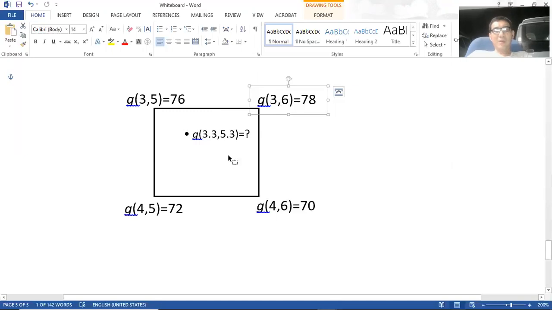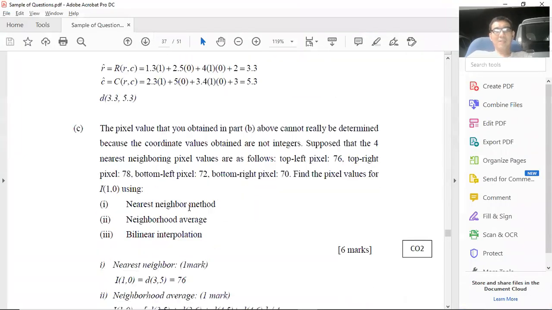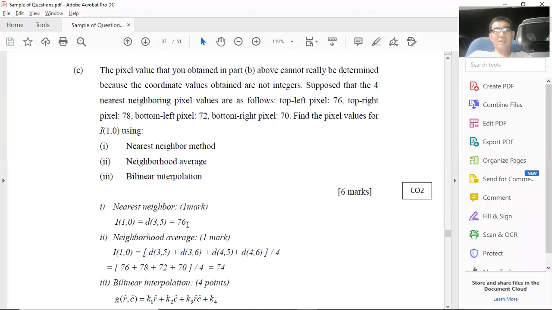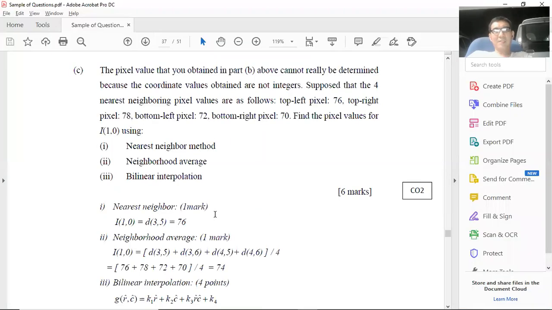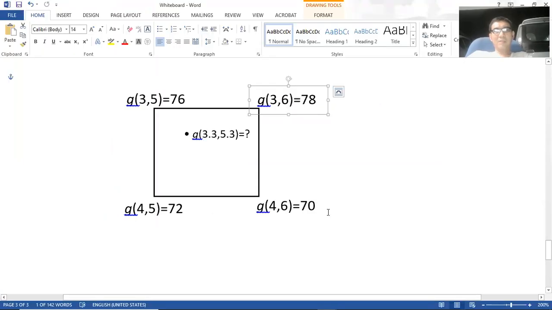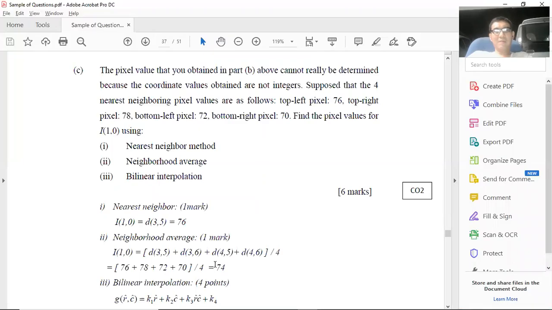The first one is nearest neighbour. Of course, you look at the nearest point. 3.3 rounds to 3, 5.3 rounds to 5, so it is 3, 5. So according to nearest neighbour, the answer is 76. For neighbourhood average, you take all 4 points, 76, 78, 72 and 70, add them and divide by 4.